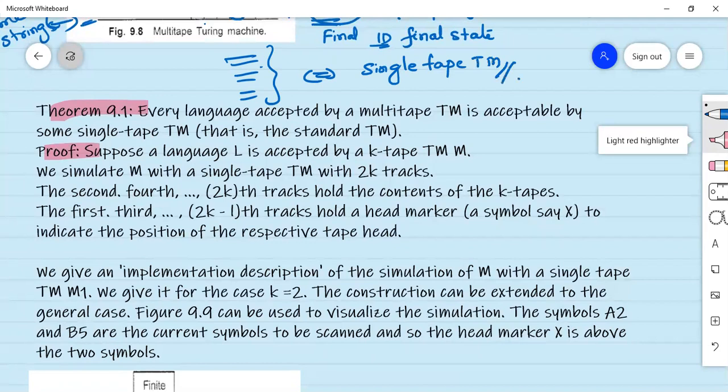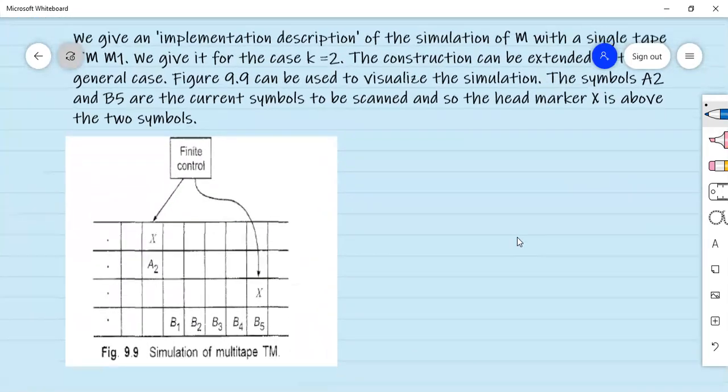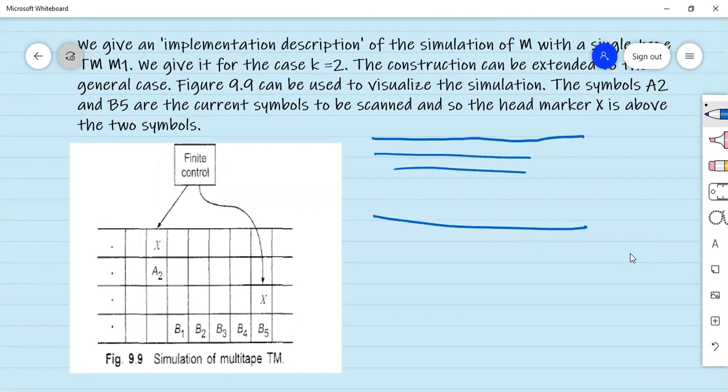So how can we do this? It's simple. We can actually simulate using tracks. See here one diagram I'm showing. You can imagine this like a single tape Turing machine only. But in that one tape, I divide this into multiple tracks. Now, let us say we have to simulate the K-tape Turing machine which we saw. Here what we'll need is 2K tracks.